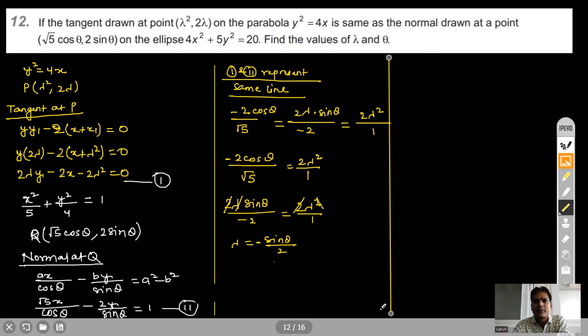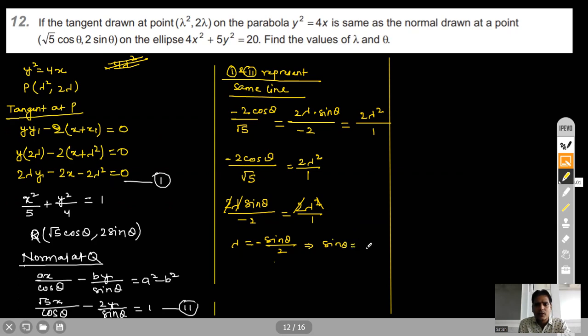Now, we have to find the value of lambda and theta, right? So we got a relation between lambda and theta. Now, what can we say for this? Can we say anything about lambda? This point must satisfy the equation. So here, if you see, this will be 4 lambda square, which will be equal to 4 lambda square. So nothing can be derived from there. Okay, so these two relations we got.